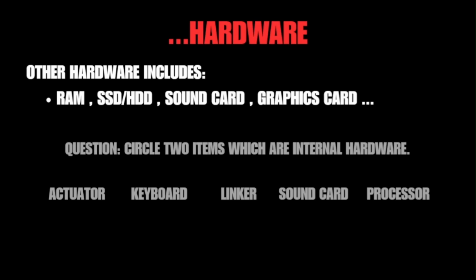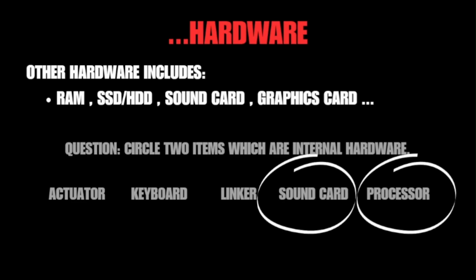Alright, and then now let's practice a quick question. Circle two items which are internal hardware. We have actuator, keyboard, linker, sound card and processor. So take a moment and answer the question. You can go ahead and pause the video and answer it. Alright, now the answer is sound card and processor, as we looked earlier. This is a question from an actual past paper, so you should be expecting such questions as well for 2 marks.